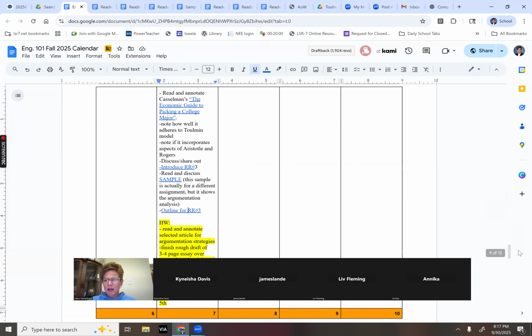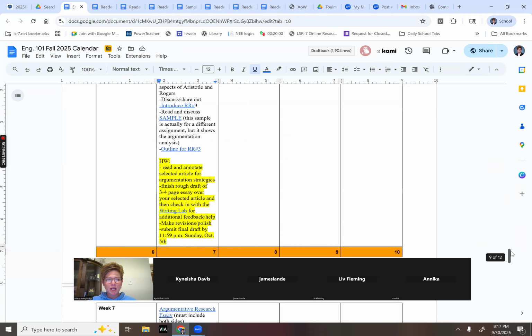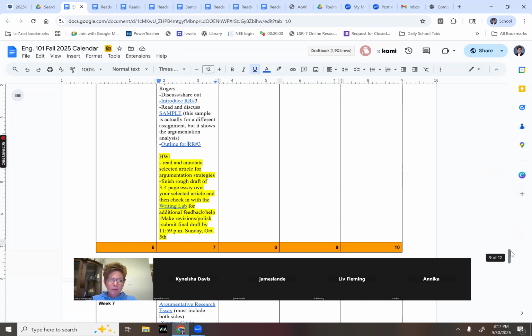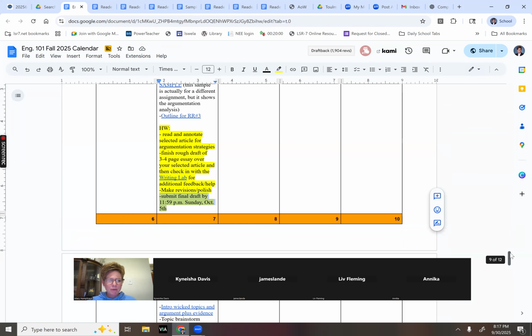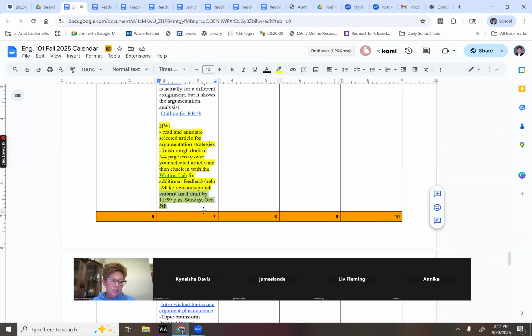Then once you have your outline submitted, you're ready to start typing your rough draft. The final paper needs to be 3 full pages minimum, 4 pages max. Once you have a rough draft, I strongly encourage you to visit the writing lab so you can get feedback on your rough draft to make final revisions. You're going to submit a final draft by this Sunday at 11:59 p.m. If for some reason you don't think you're going to be able to meet that deadline, just shoot me a quick email, let me know what's going on, and we can work through that individually.